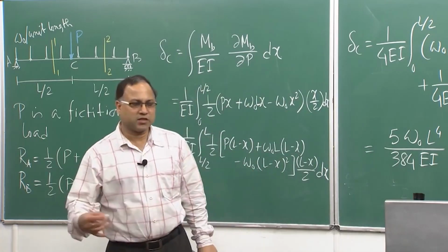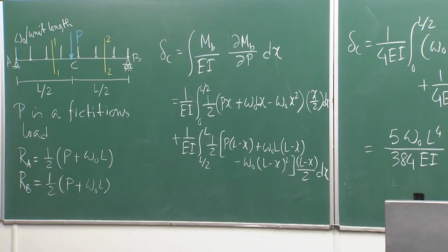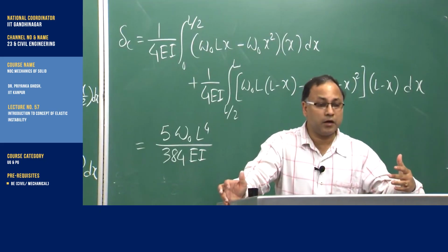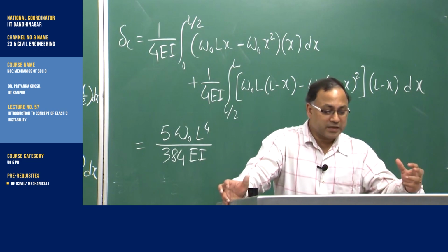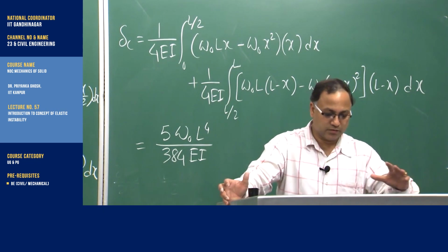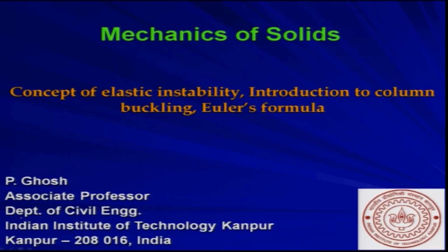Now, we will move to the next chapter, that is buckling, instability and all. So, let us come back to that part. Let us see what instability is. In this particular chapter, we will be discussing the concept of elastic instability. If you look at this PPT, concept of elastic instability, introduction to column buckling and Euler's formula. So, these things we will be learning.